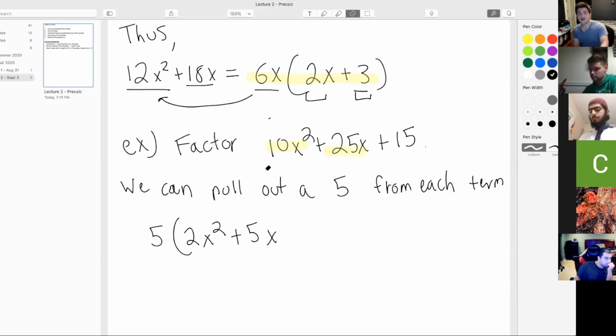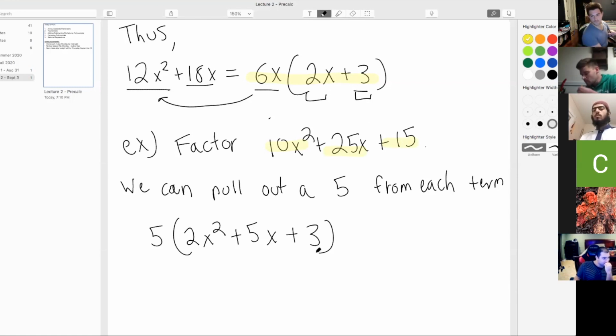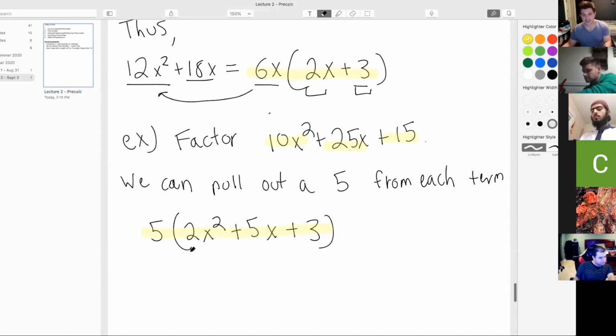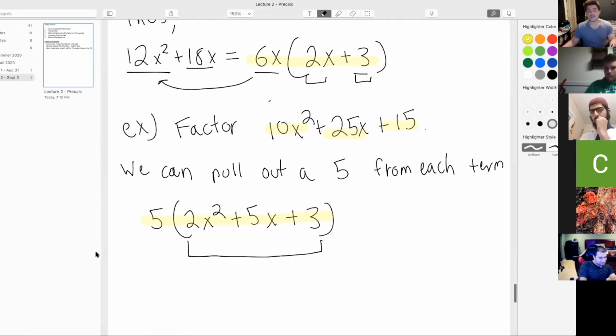And lastly, 5 times what will give me 15? Well, 5 times 3 is 15, so I will put a plus 3. So that's the answer. Please stop me if I'm going too fast or if something's not clear. Just let me know if you are confused as to how I got the bit in the parentheses. That's probably the trickiest part. You can convince yourself that if you distribute this 5 through, you will get back the original polynomial. That's a way to check.